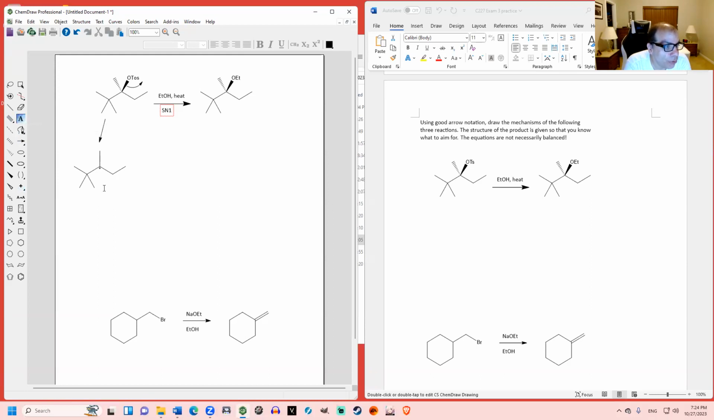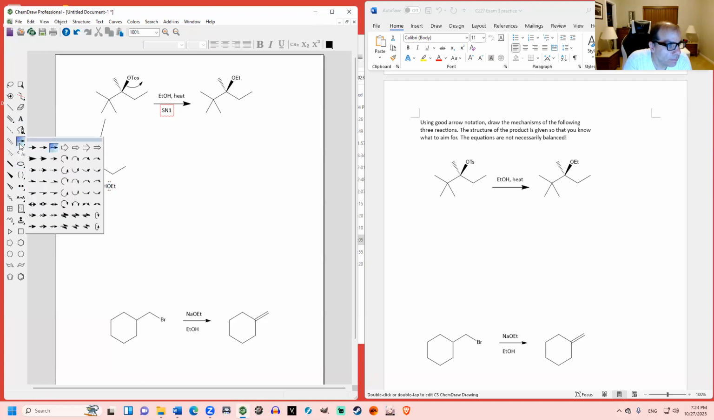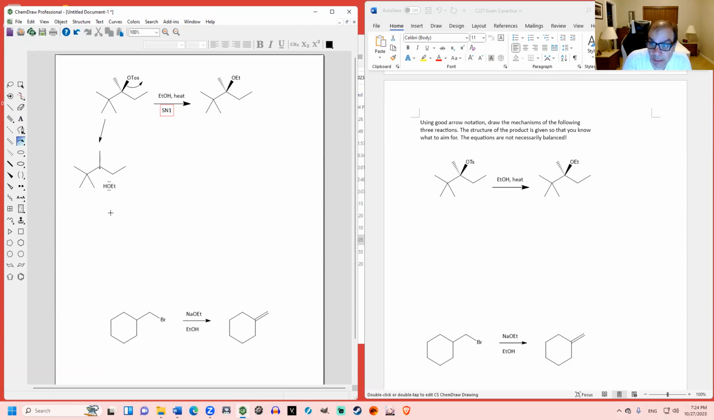And then remember, the first step, you lose the leaving group. In the second step, your protic solvent attacks. And it's going to attack from whichever atom has the lone pairs on it. In this case, it's the oxygen. So that's going to attack your carbocation.